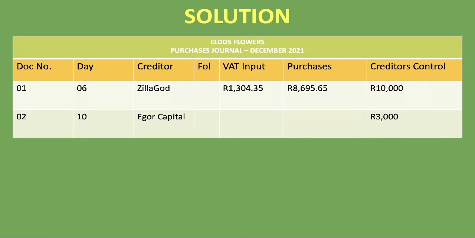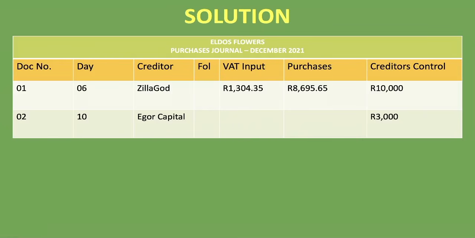If you're told that VAT is included, then you go ahead and put the full amount under the creditors control column. If they say that VAT is excluded for a specific transaction or for all the transactions, then you'd put the excluded amount in the purchases column, and then you'd have to calculate your VAT inclusive amount and your VAT amount. Alright, I hope it has made sense.